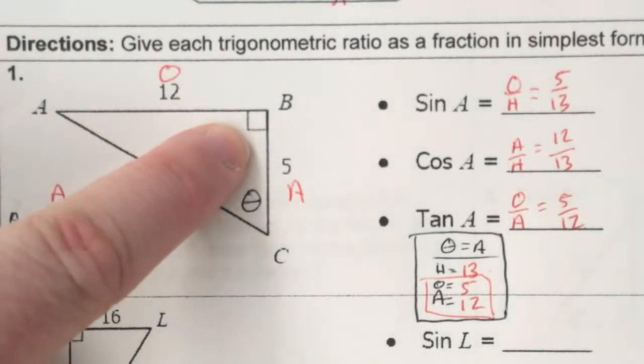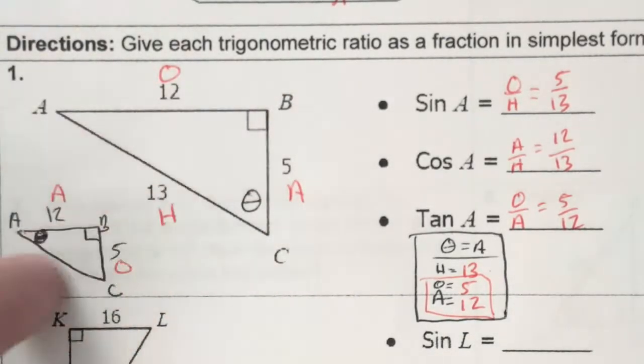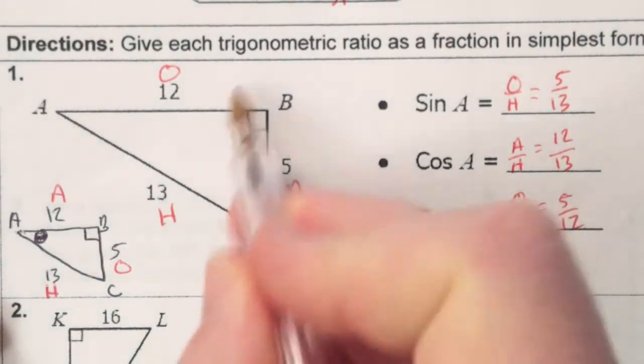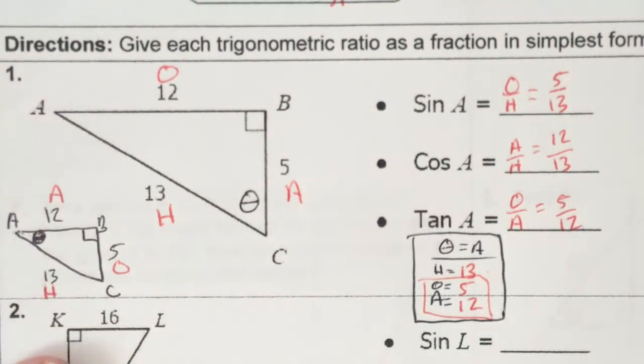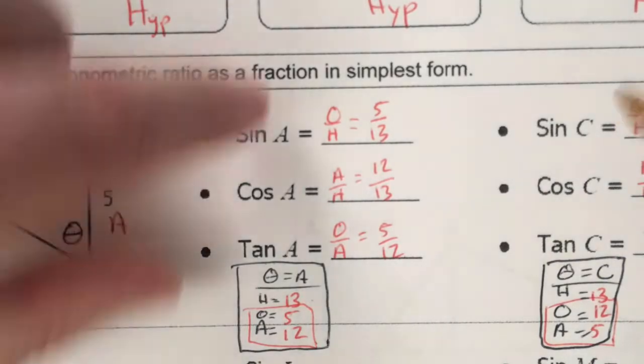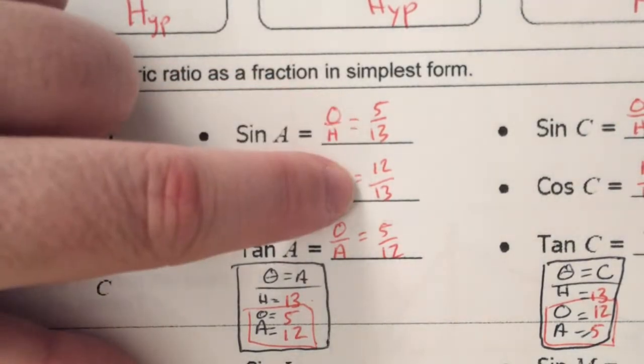Also, you notice that we never use theta being B. Theta can't be B. It cannot be the 90-degree angle when we're doing SOHCAHTOA. Okay, what else did we notice? All right, so look at the answers here.